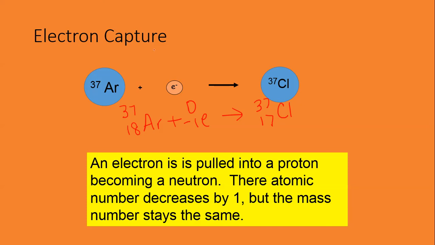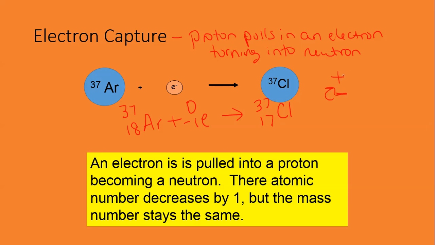So we want to picture electron capture. A proton pulls in an electron, turning into a neutron. Think about why that is. If a proton is positive, an electron is negative. If a negative is pulled into a positive, what happens? It becomes neutral. All right, so a proton pulls in an electron, turning into a neutron.